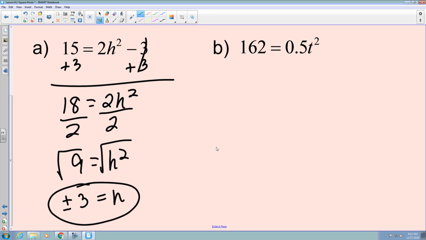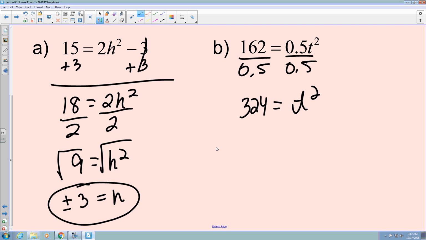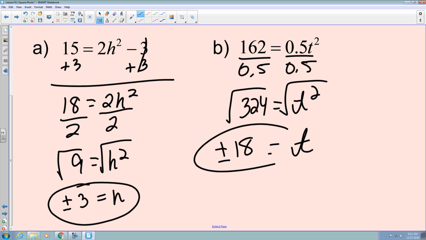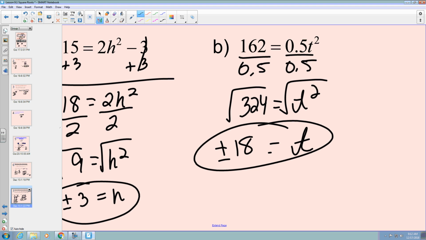If we go to example B, in this case here, we divide 0.5 to both sides, which gives us, looks like 324 over here, and I get t squared. Take the square root of 324. I get t on this side, and remember, since we wrote it, it's plus or minus 18.